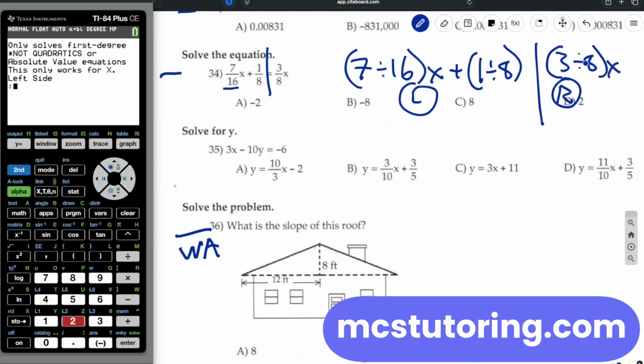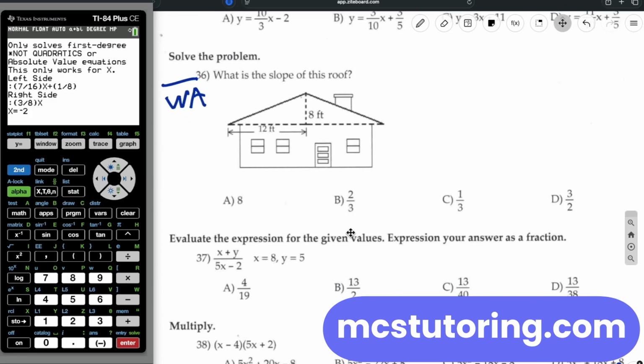That's implied multiplication there. So look, we're going to do open parentheses, 7 divided by 16, close parentheses, x. Remember the X,T,theta,n, that's the variable key. I'll call it the variable key, even though it's the X,T,theta,n key. It goes by different names sometimes. 1 divided by 8. And also key thing, this is the division symbol, but your calculator is like, I'm just going to use this little slash mark. The right side, open parentheses, just to be careful, 3 divided by 8, because it's 3/8, x. Okay. X equals -2. Okay, good. What's the x value? -2. Okay, good.